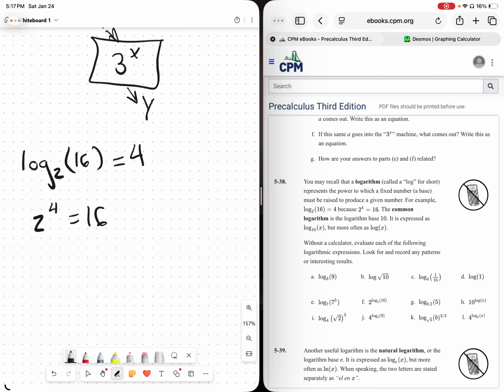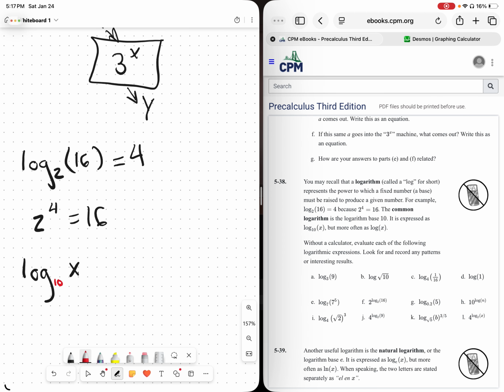The common log base is 10. So like if you just had log of x, right? It's understood, and they won't write this, but it's understood that the base is 10 because our number system is based off tens, right?